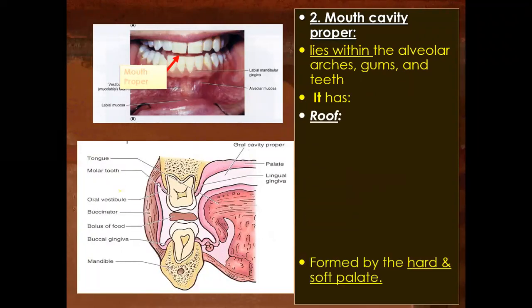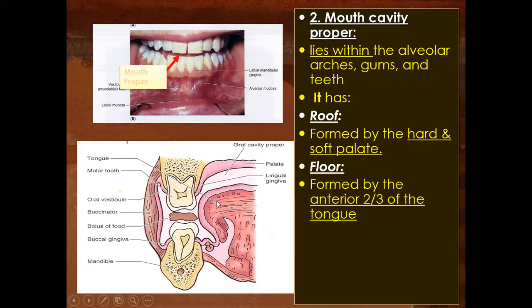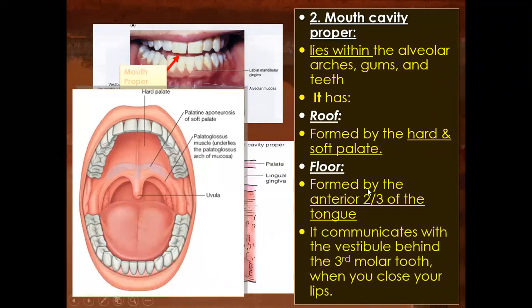It has the roof on the top. If you take a longitudinal section, this is how it looks. The roof is formed by the palate, which has two parts, the hard palate and soft palate, which we'll see later, and the floor is formed by the anterior two-thirds of the tongue. So this is the oral cavity proper, the roof is formed by the hard palate, and the floor is formed by the tongue.